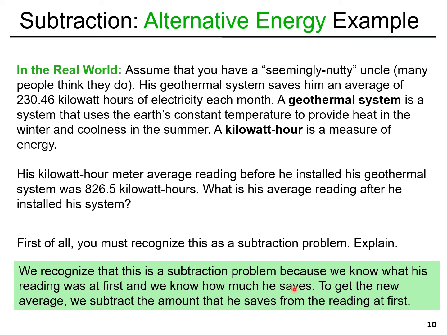So the fact that he's saving means that he's going to be using less than he used at first. And that's the key right there. After he installed this system, he's going to be using less because he's saving. Whenever you see the word less in a problem, that gives you the indication that you're going to be doing a subtraction. To get the new average usage, we subtract the amount that he saves from the reading at first.